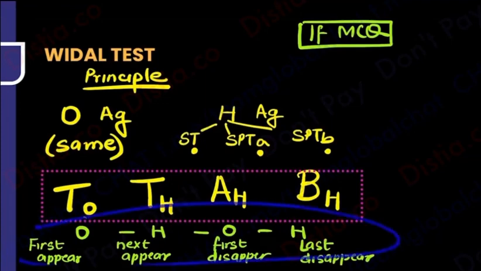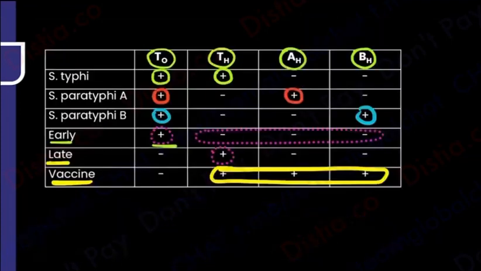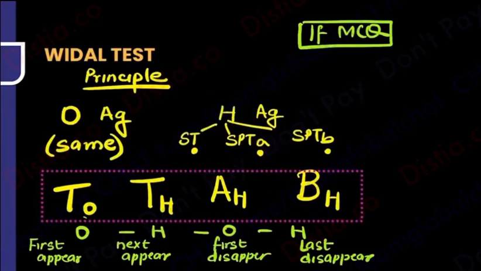In clinical practice, you will see OH. OH, and this is how you're going to do the diagnosis. If O is there, early infection. If H is there, it means it's a late infection. You will do OH for your practice.